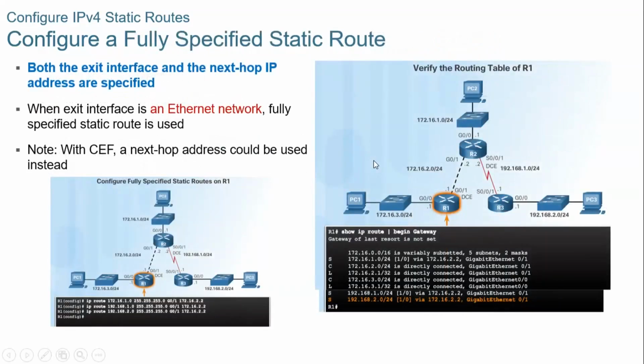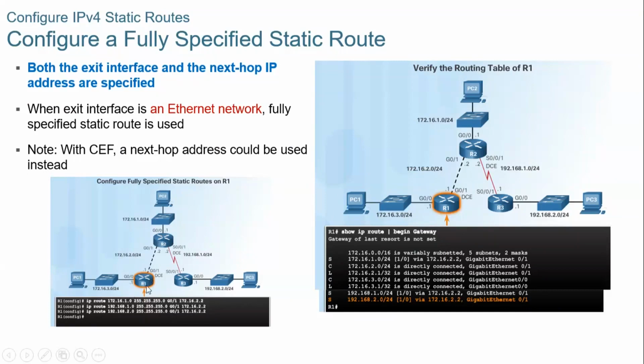So now we are looking at a fully specified static route. Before this, we looked at how to configure next hop IP static route. We looked at how to configure the exit interface static route. And now the fully specified static route. In a fully specified static route, both the exit interface and the next hop IP address are specified. When the exit interface is in an Ethernet network, the fully specified static route is used.